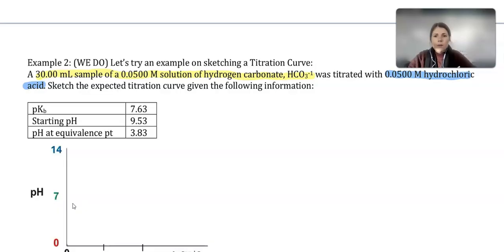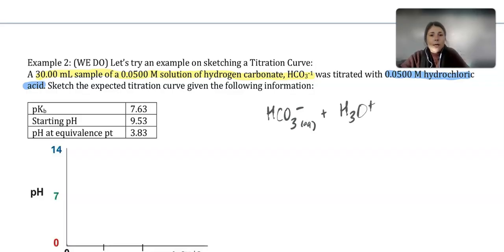They told us a 30 milliliter sample of a 0.05 molar solution of hydrogen carbonate was titrated with 0.05 molar hydrochloric acid. And we should sketch the expected titration curve given the following information. So first things first, I've highlighted everything about the hydrogen carbonate as well as the hydrochloric acid. But let's first also just write the reaction of what's happening. So I have hydrogen carbonate being titrated with hydrochloric acid.